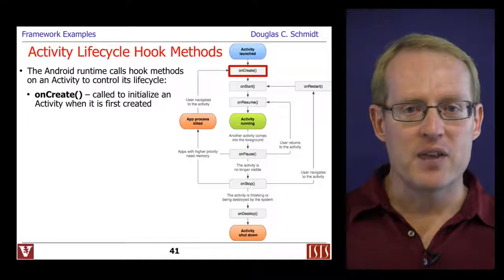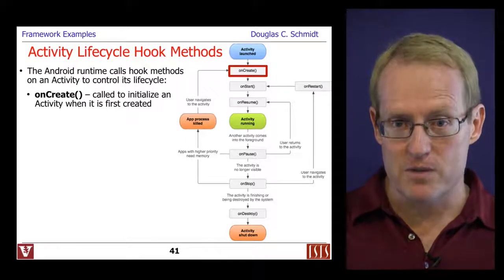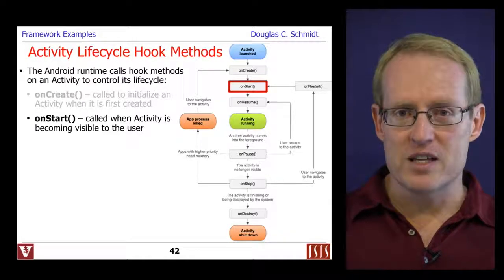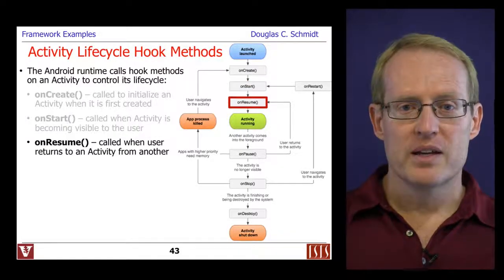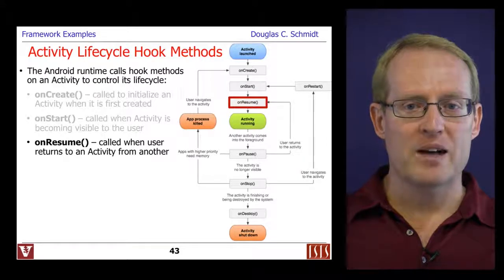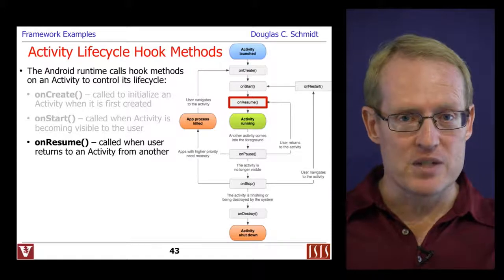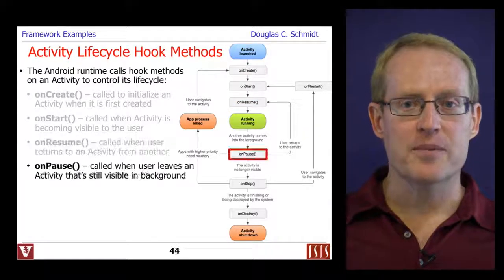The onCreate method is called to initialize an activity when it's first created. The onStart method is called when an activity is becoming visible to a user. The onResume method is called back when the user returns to an activity from another activity that was blocking it on the task stack.